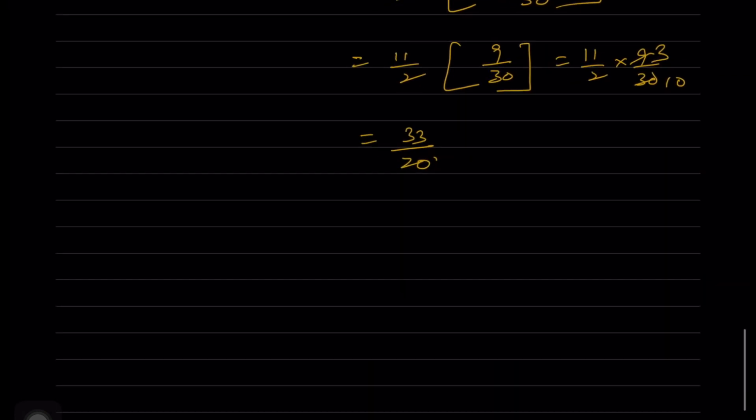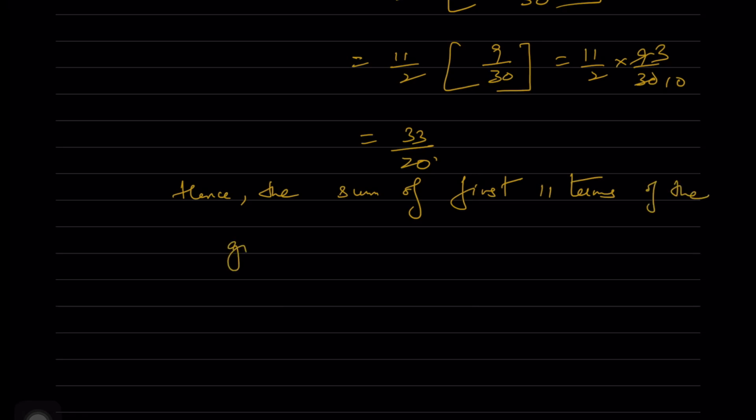Hence the sum of the first 11 terms of the given AP is equal to 33 by 20. This is the answer.